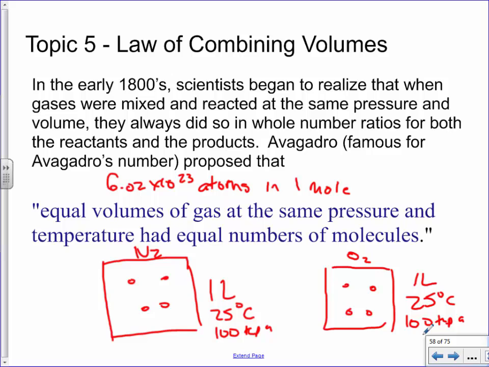So it doesn't matter whether it's nitrogen gas or oxygen gas or carbon dioxide gas or methane gas. If you kind of want to abbreviate his idea, I guess you could say it like this. Gas is gas. I don't care what type it is. It all has the same properties. That makes sense?